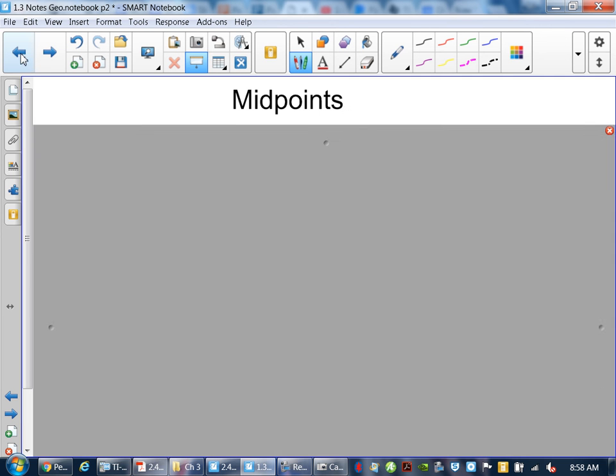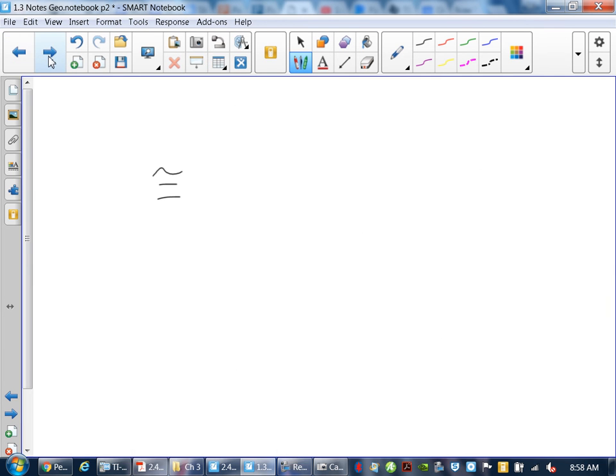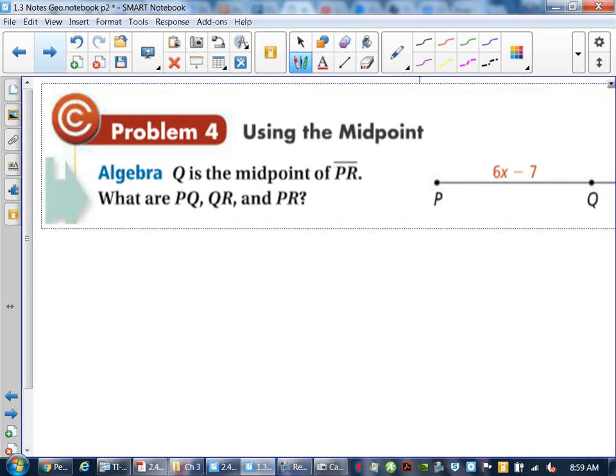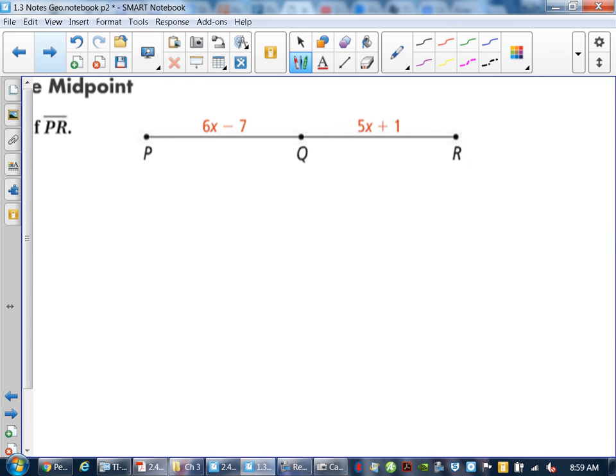So let's look back then. I think they have the example here. Q is the midpoint. Right away, I'm just going to skip the examples with numerical values and show you an example of what you have to do in terms of solving for x or setting up an equation along those lines. Do you need paper? I got plenty of it.